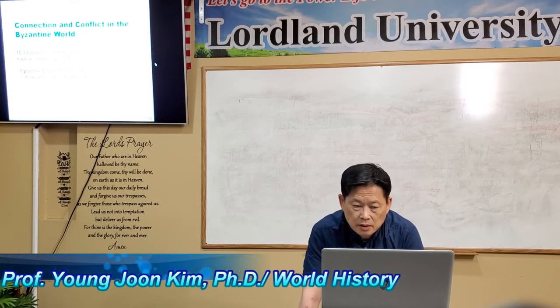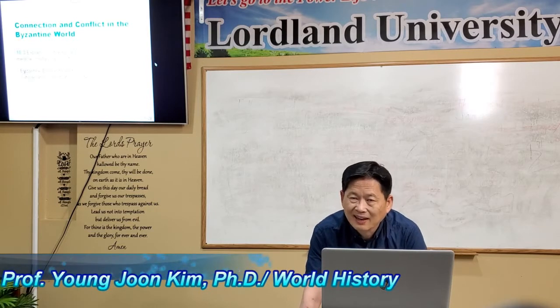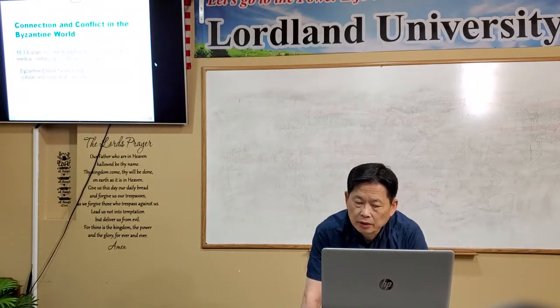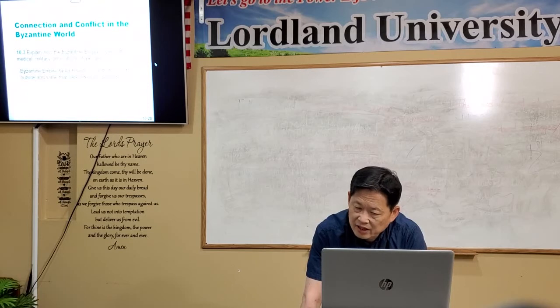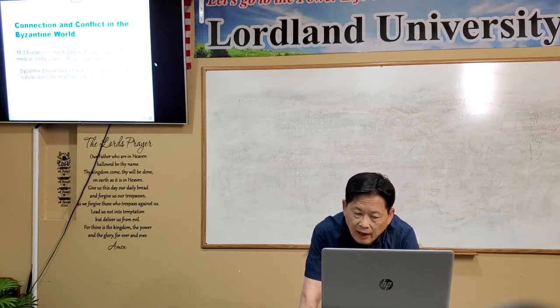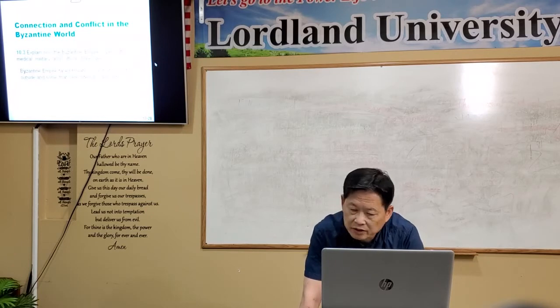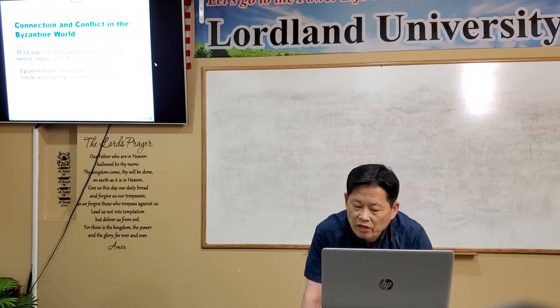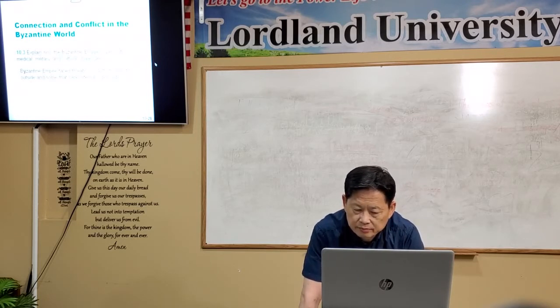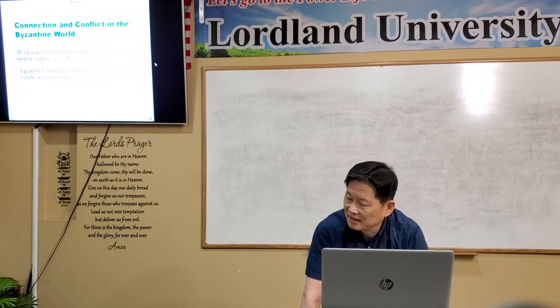Section C, connections and conflict in the Byzantine world. The Byzantine Empire faced threats. Some of the threats came from outside invaders, and some of the threats came from internal conflict.